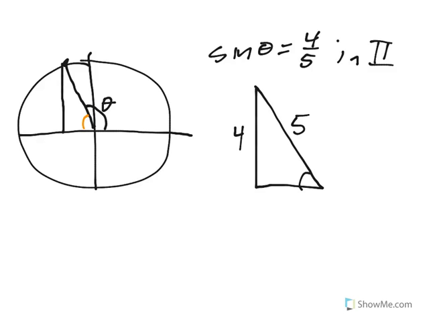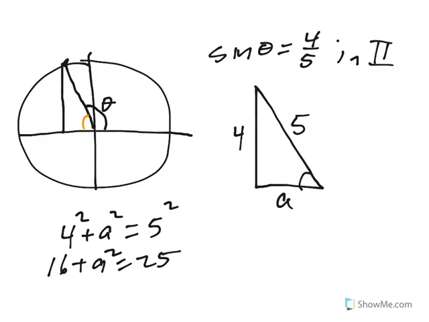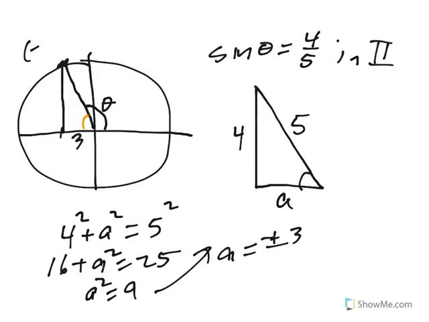Now I can solve for this missing piece by just going 4 squared plus a squared equals 5 squared. So 16 plus a squared equals 25. Subtract 16 from both sides. A squared is 9. A is, and again, plus or minus 3. And then I think, oh, wait a minute, I'm in the second quadrant, so yes, that size is 3, but the coordinate is -3.